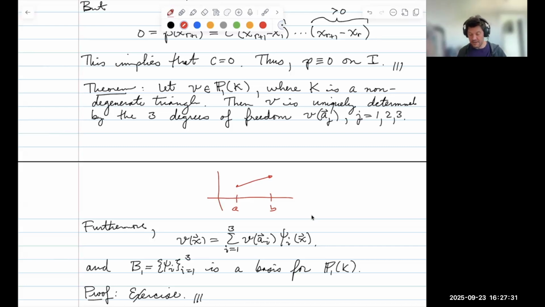Now, the analog of this in 2 dimensions is that if I have a triangle, which is non-degenerate, then the polynomial of degree 1 which sits atop that triangle is uniquely determined by its values at all 3 vertices, A1, A2, and A3. Remember, this is my notation for the vertices of the triangles. So how can we prove this?